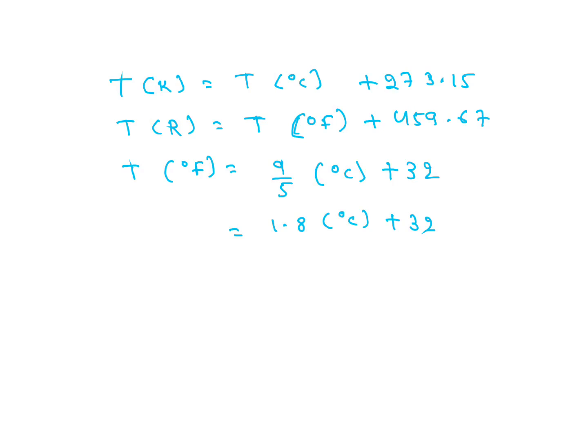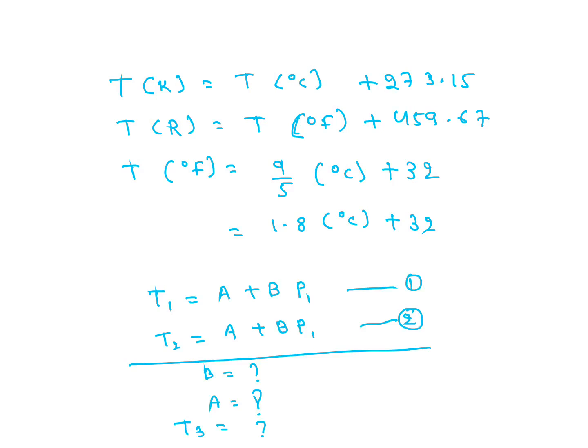In question, they will give this type of relation. T1 equal to A plus B into P1. And second case, they will give steam point and ice point, they will give T2 equal to A plus B into P2. From equation 1 and 2 you have to solve it and you will get B value. After that you will get A value. Using A and B relation you will find third temperature.